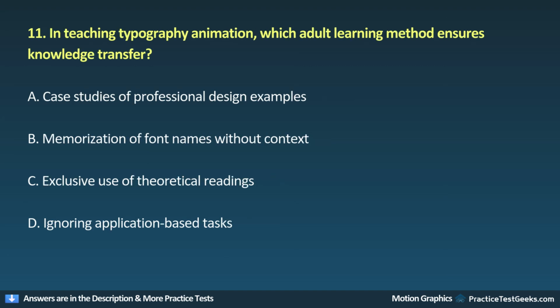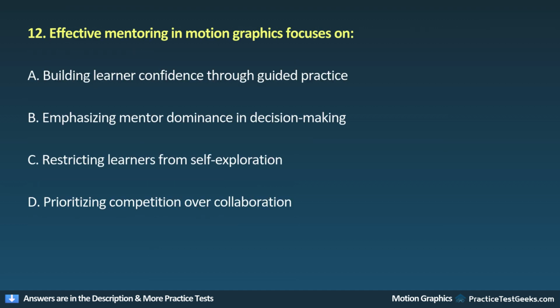11. In teaching typography animation, which adult learning method ensures knowledge transfer? A. Case studies of professional design examples. B. Memorization of font names without context. C. Exclusive use of theoretical readings. D. Ignoring application-based tasks.